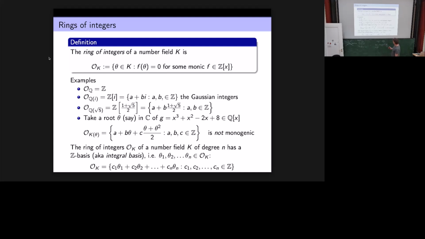But things can become more complicated quickly. For example, if you take this cubic polynomial we had before, and take a root, then the ring of integers turns out to be integer linear combinations of 1, theta, and (theta plus theta squared) over 2.